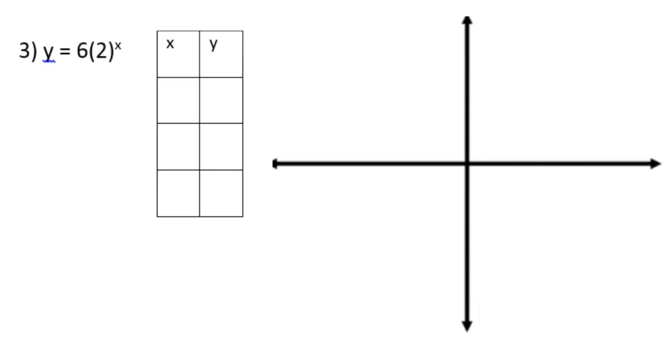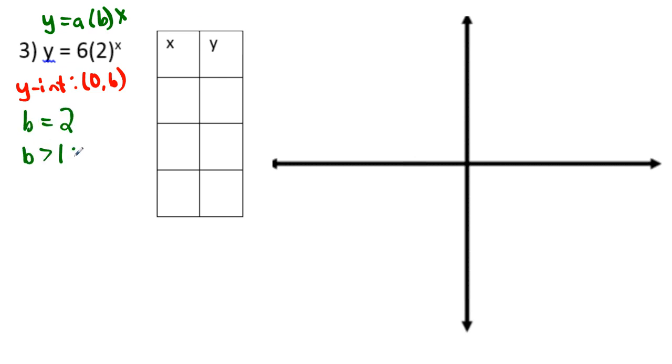So here's number 3. This is just like number 1. So we're going to first put that form right above it so we can get our starting value, our y-intercept, which here will be 0, 6. Our growth factor, our b factor, is 2. Well, that is definitely greater than 1, which means we are a growth.